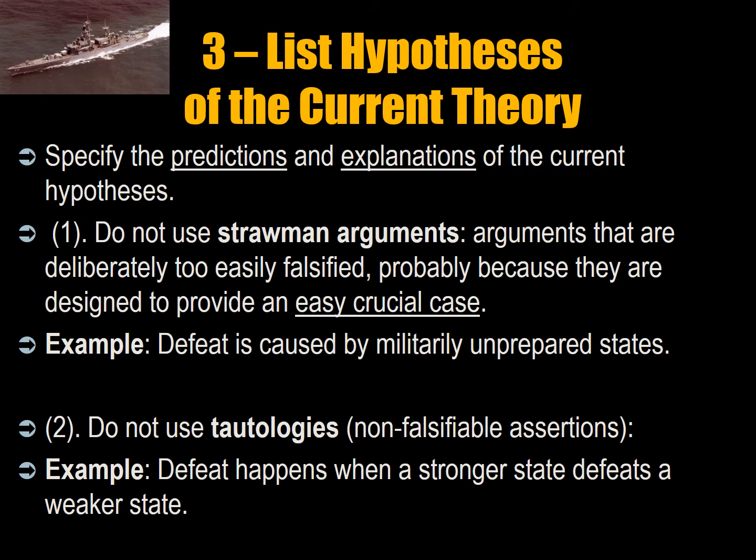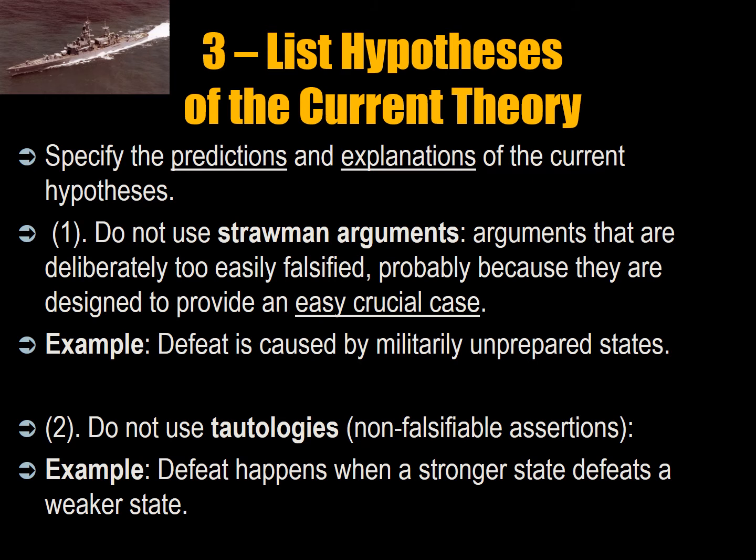A second caveat is, do not use tautologies. A tautology is a non-falsifiable assertion. Every assertion we make or that we collect has to be falsifiable. In other words, we have to be able to measure it and prove it wrong, show that it's incorrect. An example would be, defeat happens when a stronger state defeats a weaker state. Okay, it sounds fairly obvious, but the problem here is, how do you measure a stronger or a weaker state?